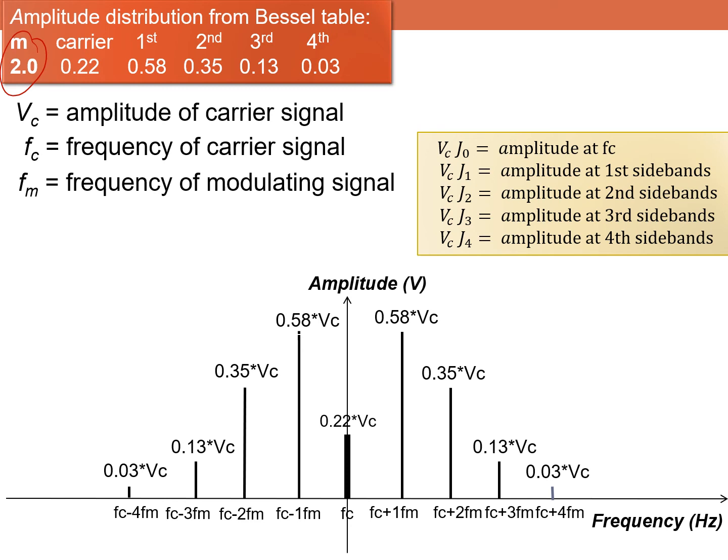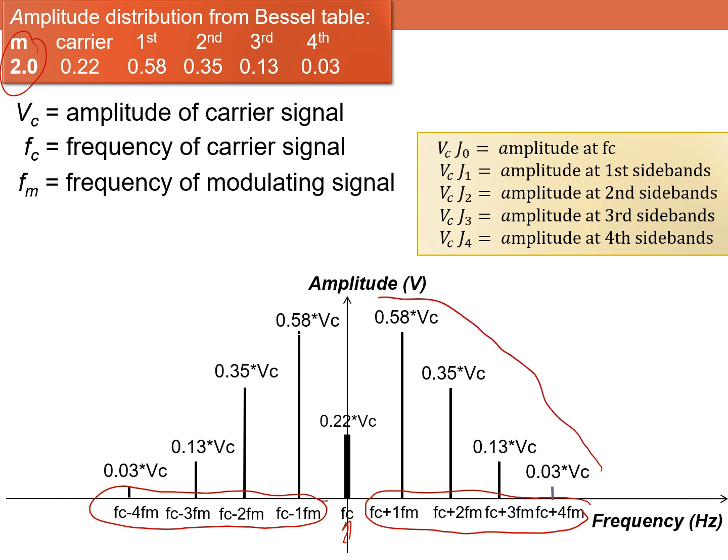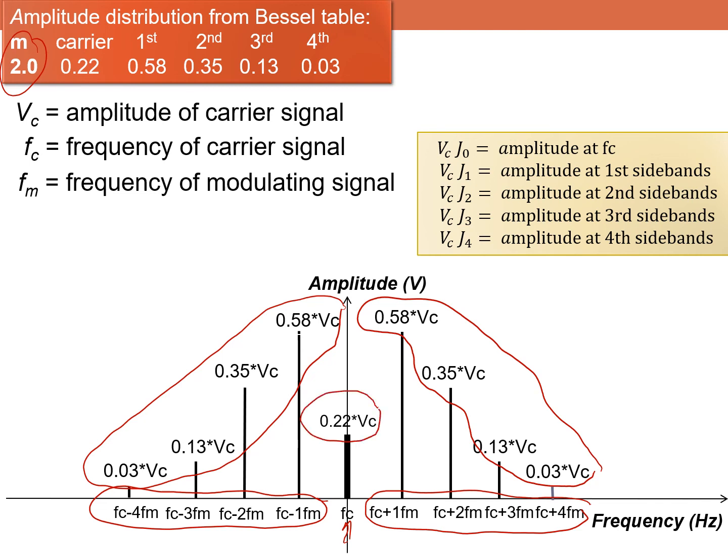So here we have the upper sideband frequency and the lower sideband frequency, and here is the carrier frequency. Here is the amplitude of the upper sideband, and here is the amplitude of the lower sideband. And in the middle is the carrier amplitude.